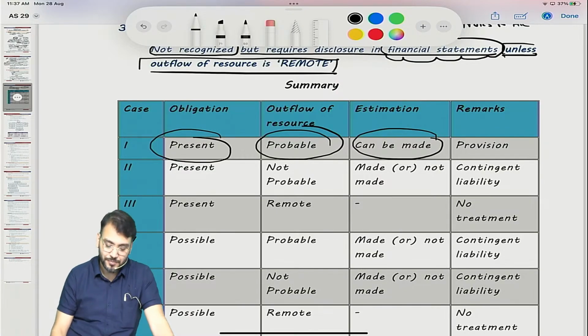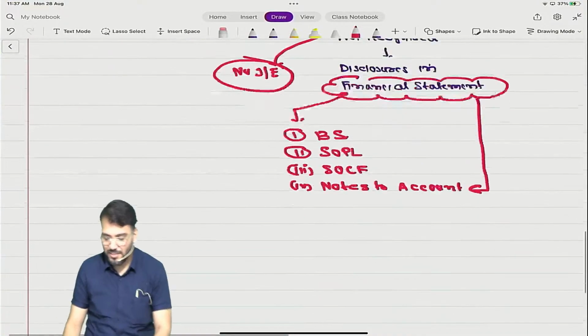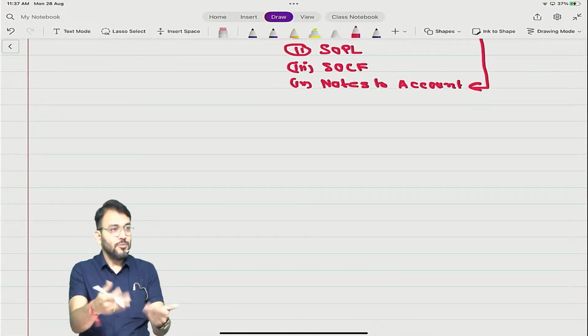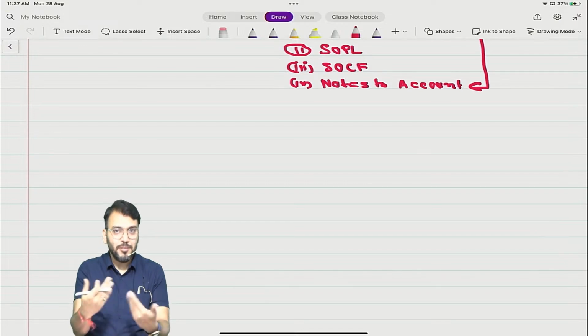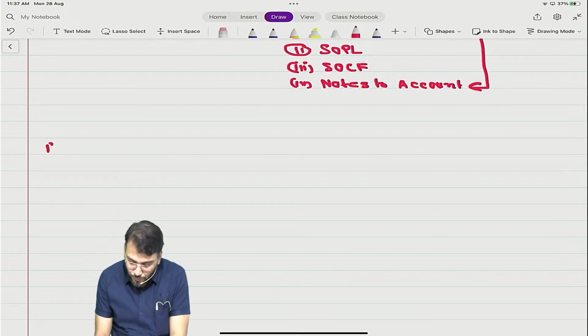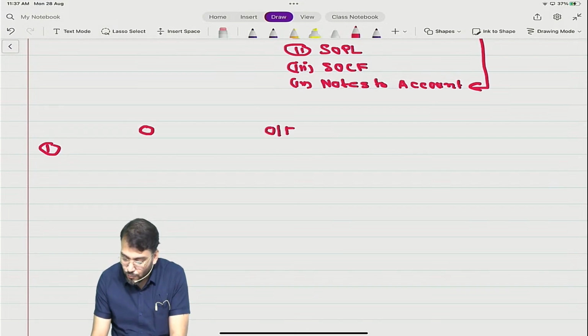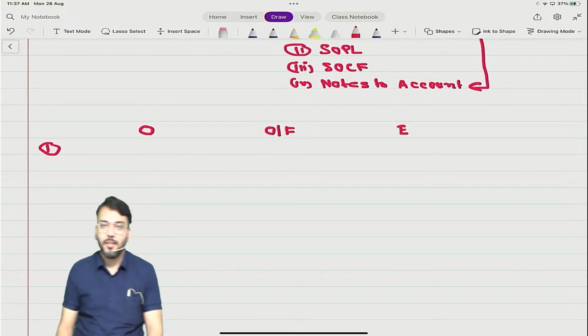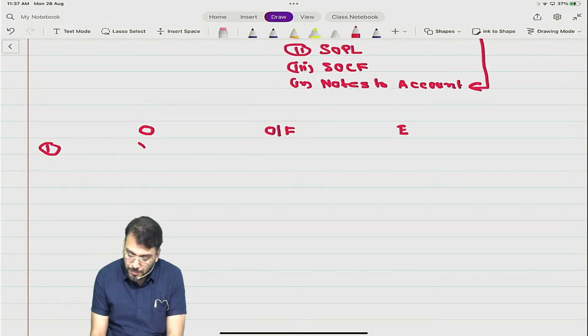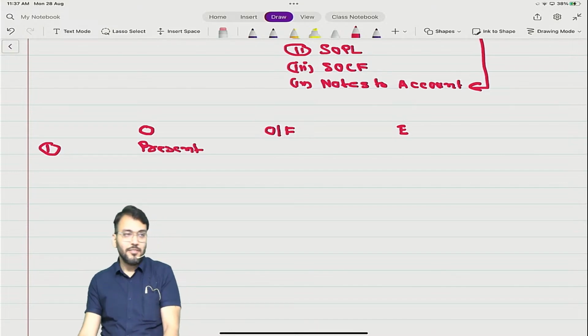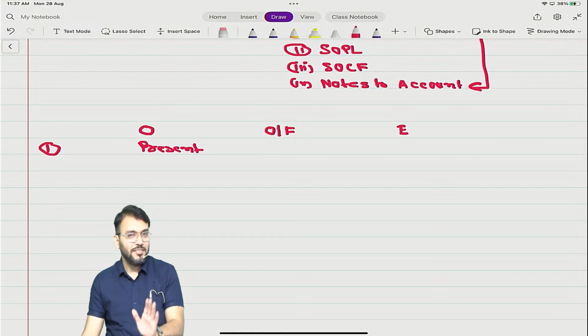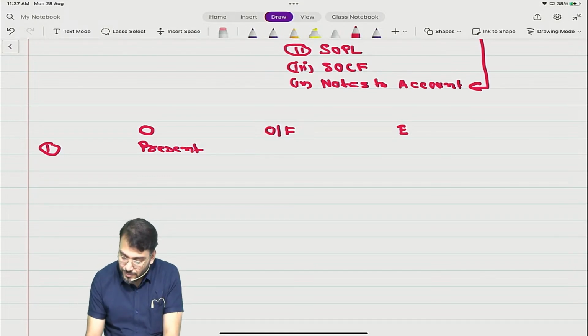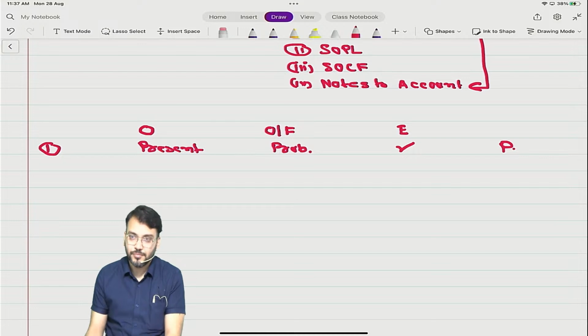Yes, sir. Okay, better I will write. You say. When I write, then whatever answer you give becomes more important. So first you have understood. First case, there are 3 points I will ask: obligation, then outflow, then estimation. So I am saying there was a present obligation. You don't write because it is already written. This is not my good handwriting. So already written: present, outflow of resources is probable, and estimation can be made. You already said provision.